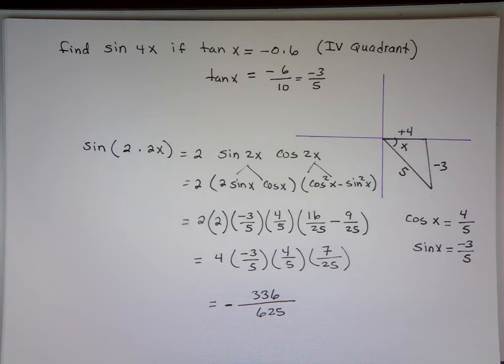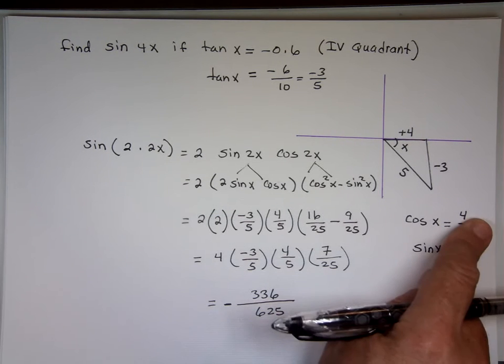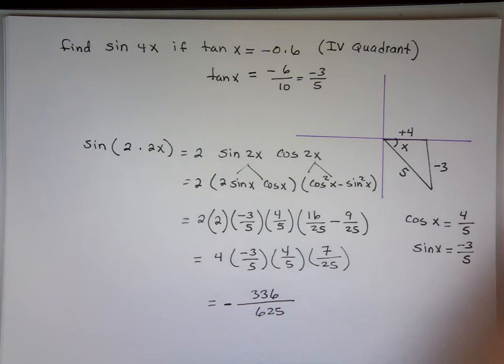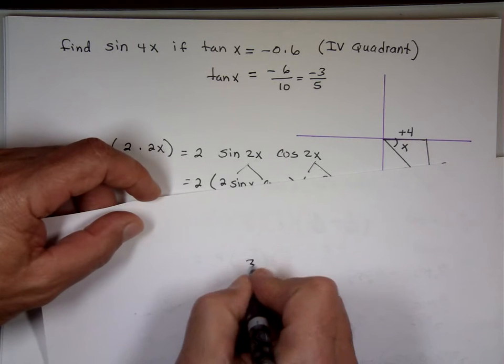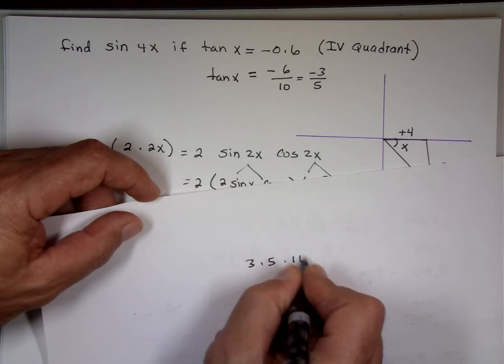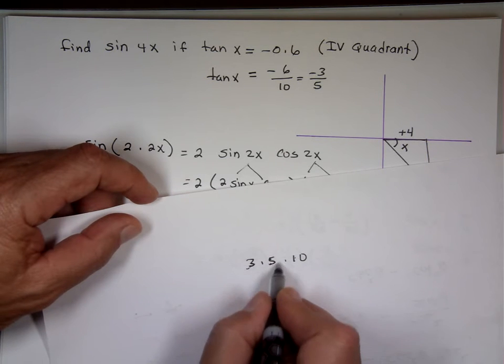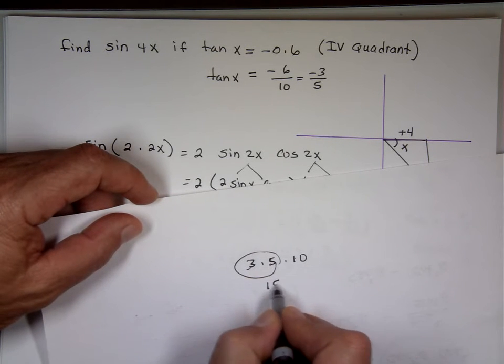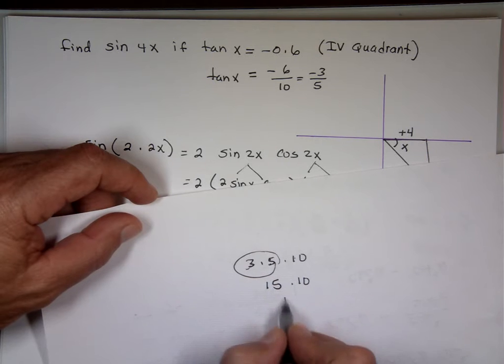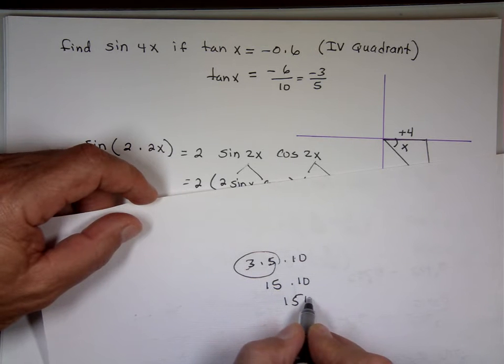Yes? Why don't you distribute the 2? Well, when you're multiplying, it's just this times this. You don't multiply by all of them. Just like when you're multiplying 3 times 5 times 10, it's not 3 times 5 and 3 times 10. It's 3 times 5, which is what? 15. 15 times the 10, which is what? 150. So you can't distribute that.